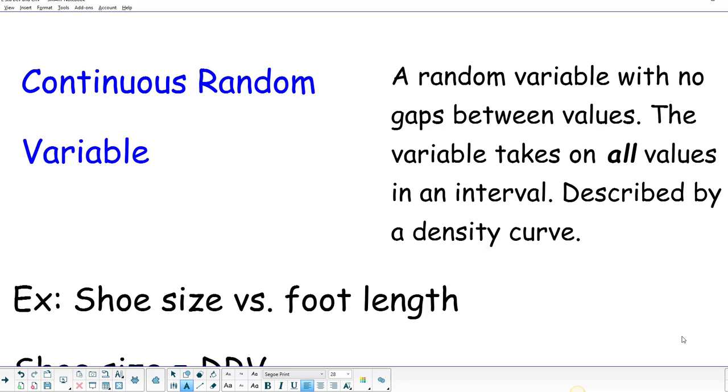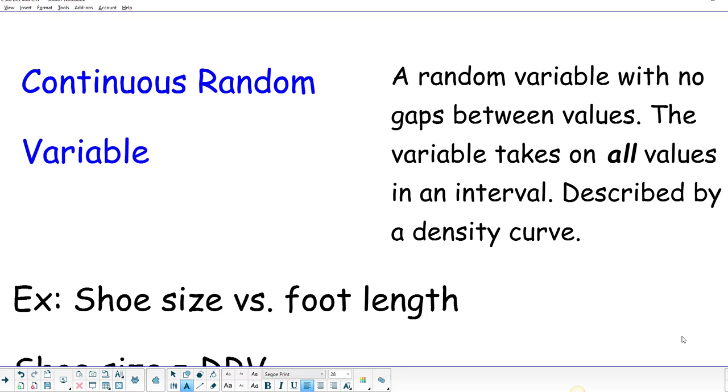All right, so the next thing we want to take a look at is the continuous random variable. So how is this different than a discrete random variable? Well, this is still a random variable just like we've seen before, but it has no gaps in between values. What it essentially is saying is that the variable takes on all values in an interval. We can't describe this using a table. We can't describe it using a histogram. We have to use a density curve.